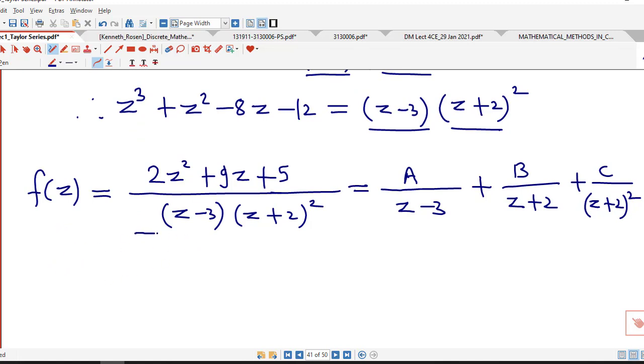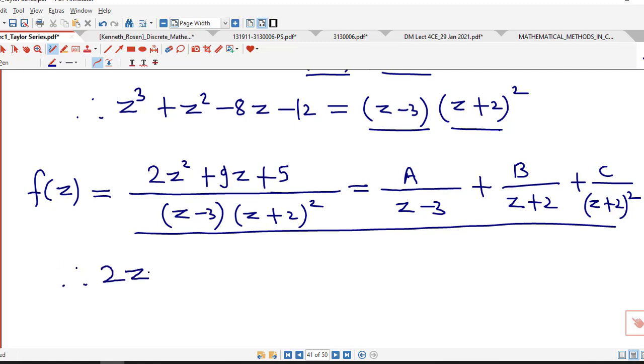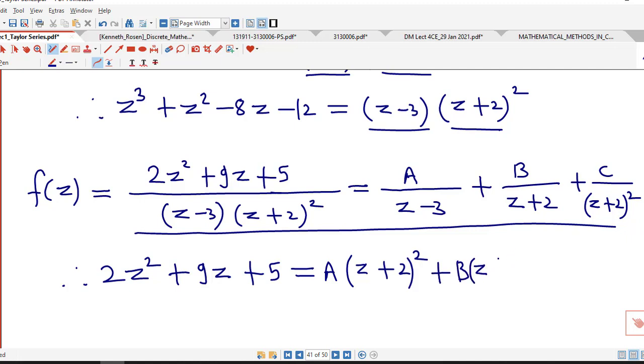So for that we first multiply this whole equation by z minus 3 into z plus 2 whole square. Therefore we rewrite this equation as 2z square plus 9z plus 5 equal to A times, here z minus 3 will cancel out and we have z plus 2 square. Here one z plus 2 will cancel out and we have B times z minus 3 into z plus 2, and here z plus 2 square will cancel out and we have C into z minus 3. So we give this number 1.